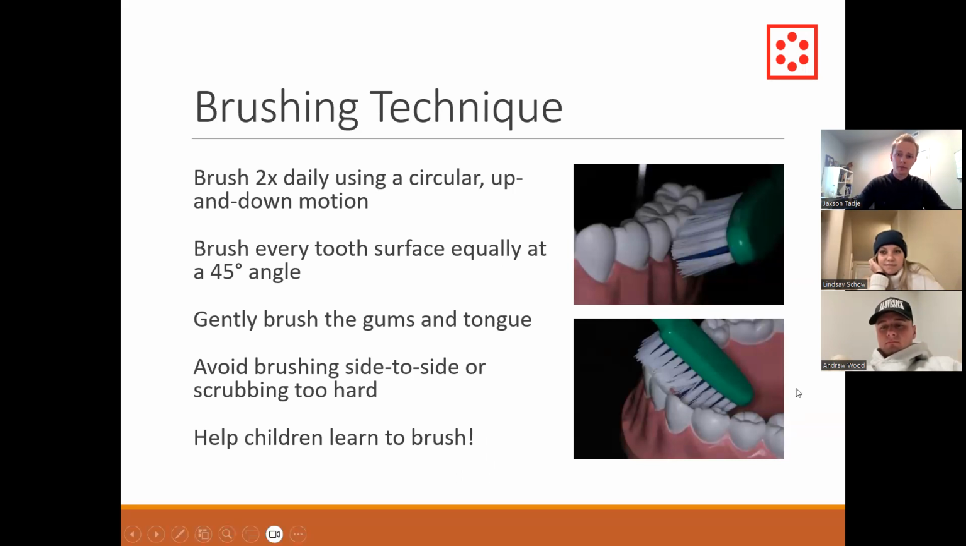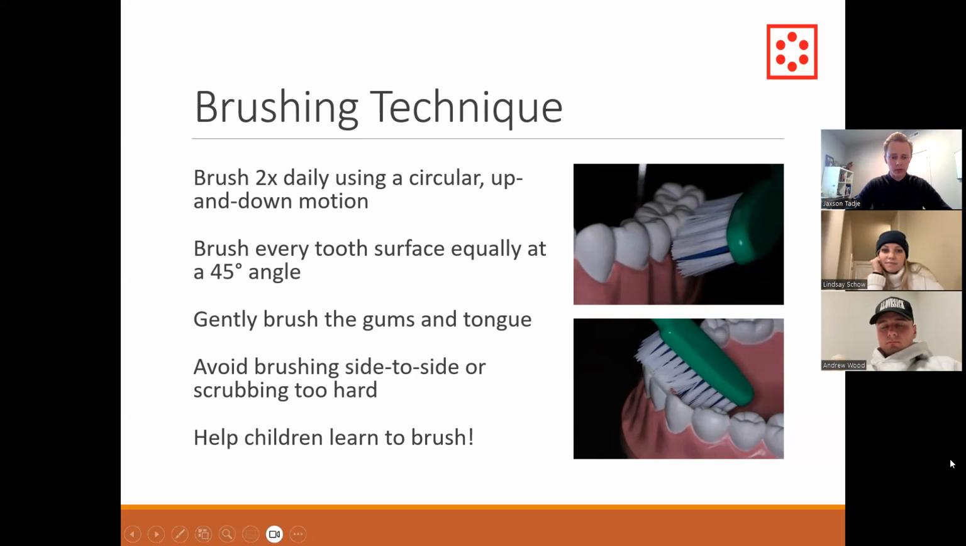You want to brush teeth at a 45-degree angle. Like you can see here, the toothbrush is just slightly angled. You're going to make sure you angle that just so we're not coming really, really hard on with those bristles. We want to brush our gums and our tongue because the plaque and tartar can build up there as well, and we can get that bacteria. We want to make sure we're gently brushing the gums and the tongue so we're not wearing those down.